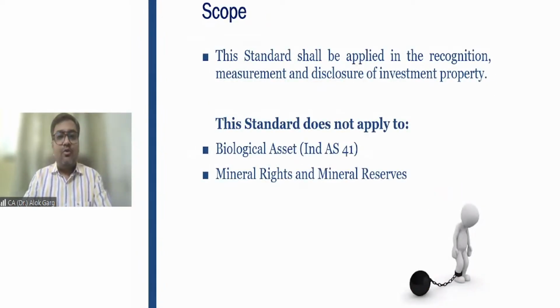So let me talk about the scope of this standard. This standard is applicable in the recognition, measurement and disclosure of investment property. This standard does not apply to biological assets. But why does this standard specifically give a scope exemption for biological assets? For example, there is a tree attached to the land. A tree will grow on the land, so that you will not draw any connotation that if land is an investment property, then the tree is also an investment property. A tree is not an investment property.